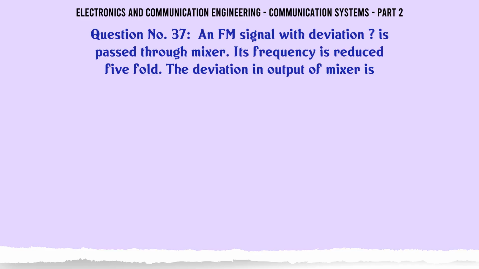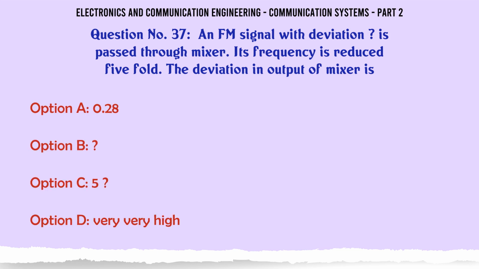An FM signal with deviation is passed through mixer. Its frequency is reduced 5-fold. The deviation in output of mixer is A. 0.28, B. 1, C. 5, D. very high.